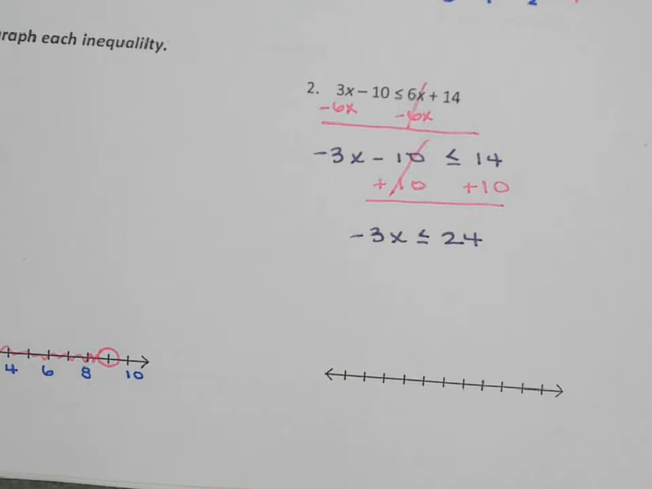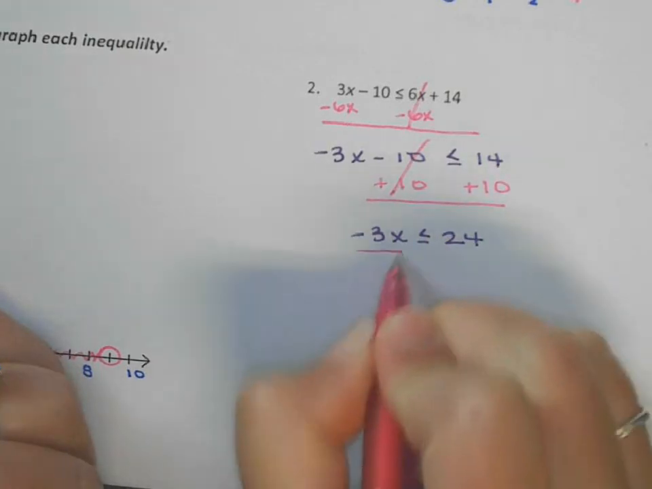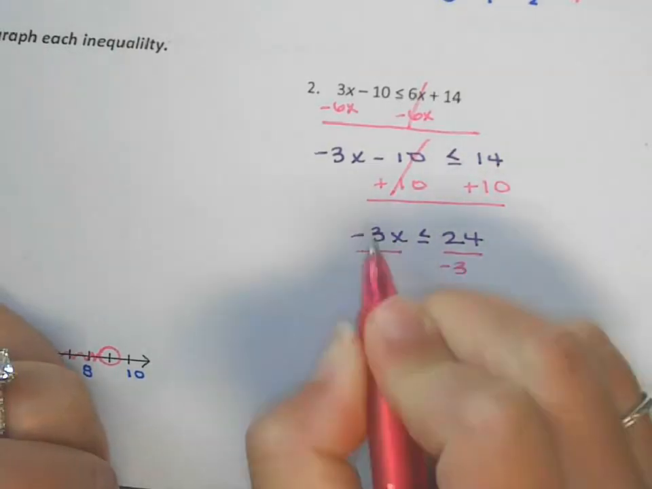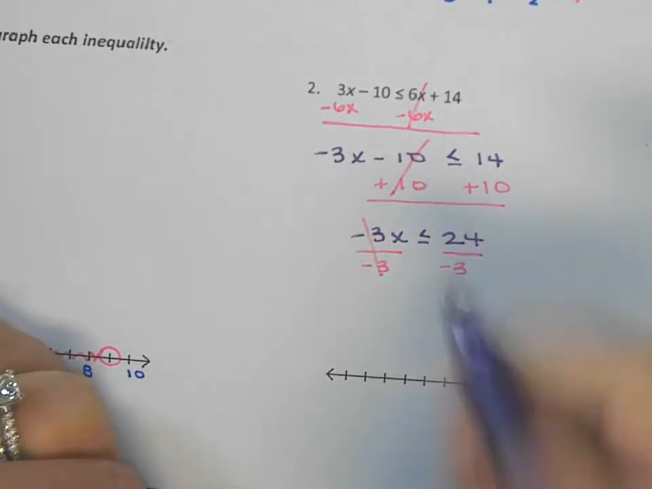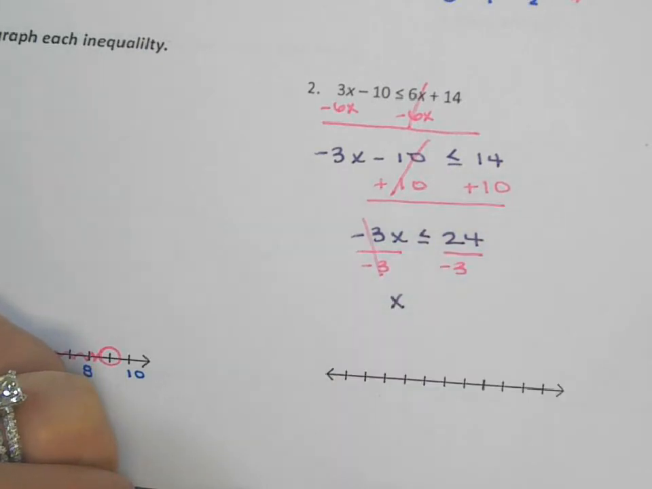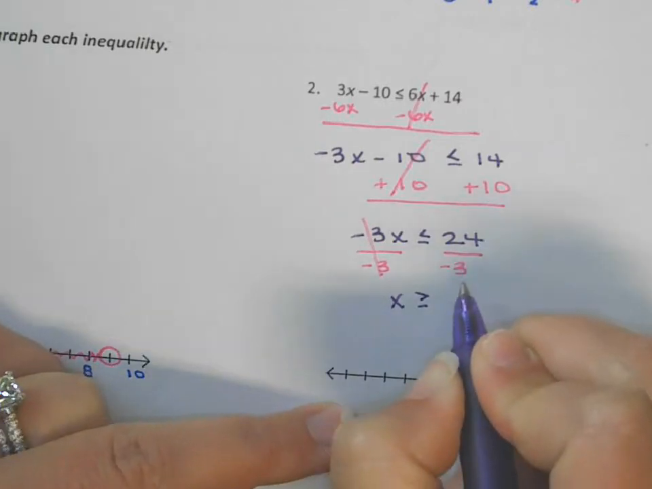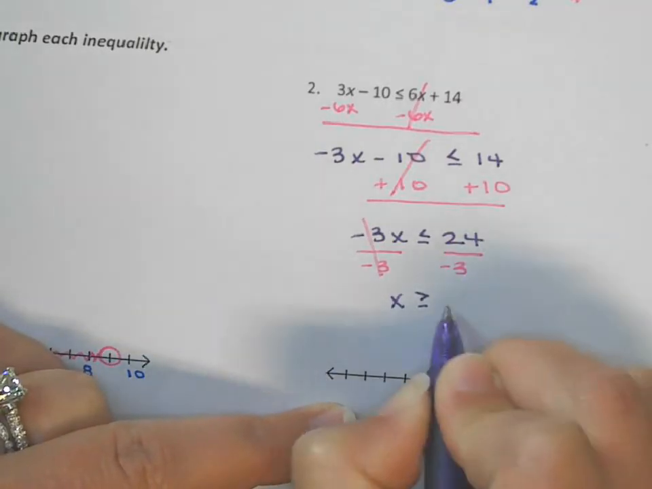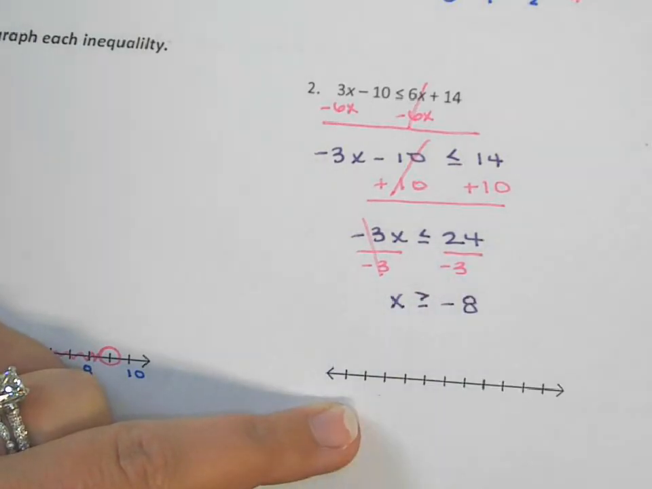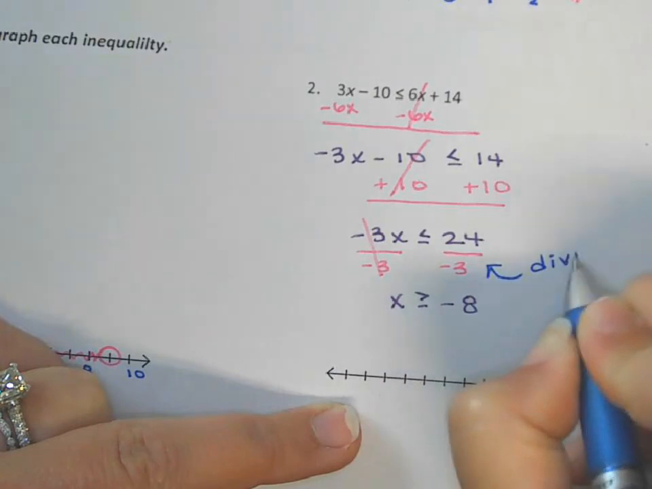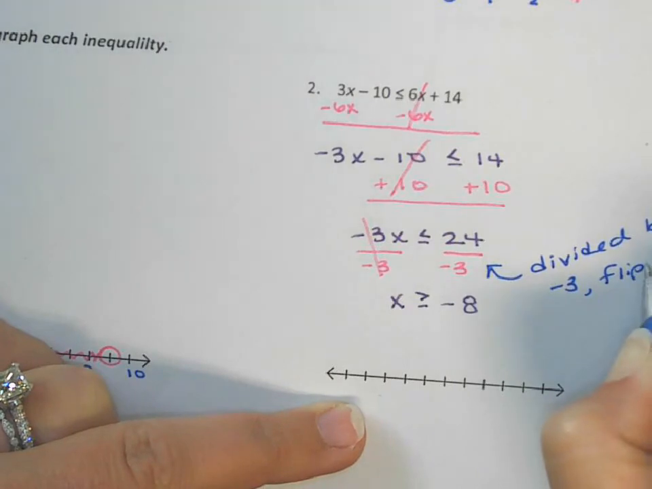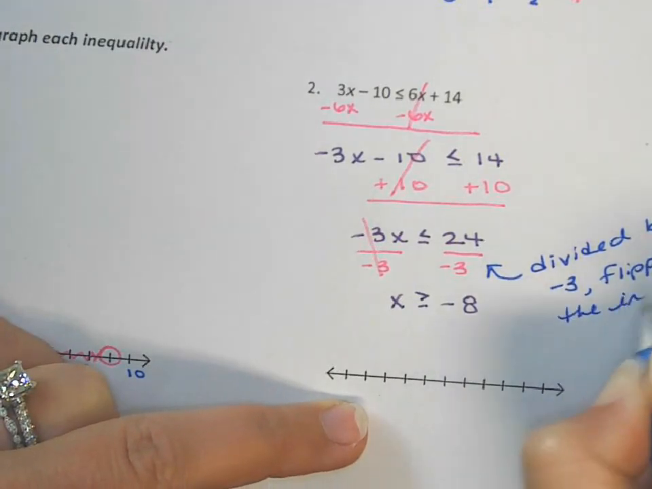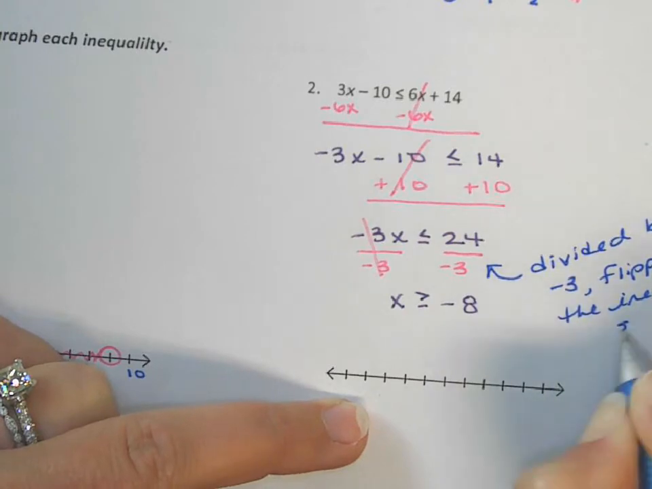What comes next? Divide by -3. Oh no. You just divided by a negative number. When you divide by a negative number, you have to flip the inequality sign. So from less than or equal to, this is going to change to a greater than or equal to because you divided by that negative number. 24 divided by negative 3 is negative 8. And we'll make a little note here. Divided by negative 3, flipped the inequality sign.